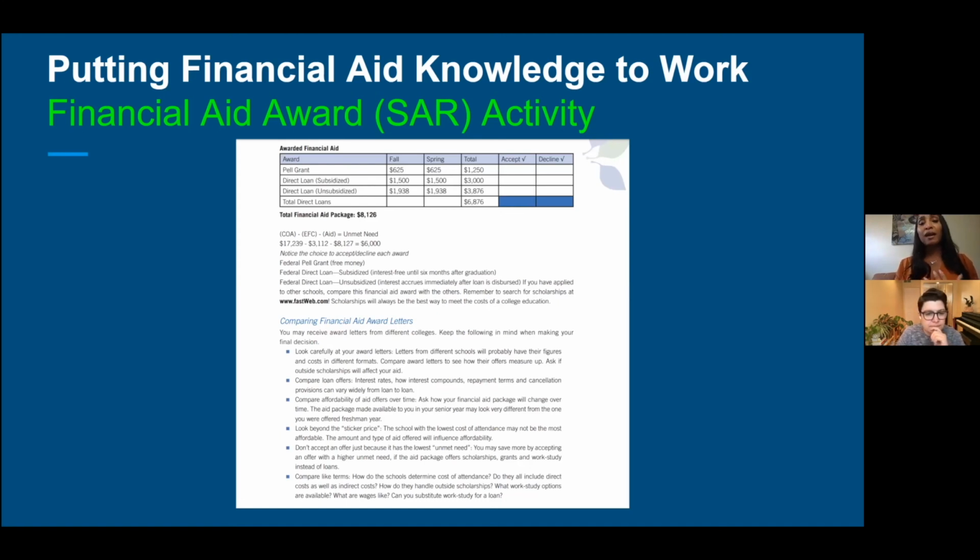So from this math that we did, the COA, right? So the cost of attendance, which was $17,239, minus your expected family contribution, $3,112, minus that aid, that $8,127, you still need $6,000. So where is this $6,000 going to come from?